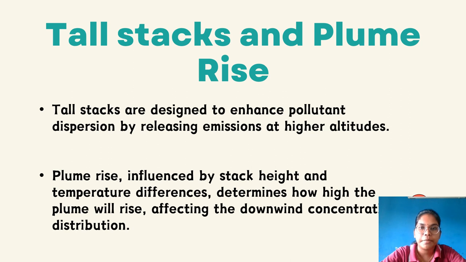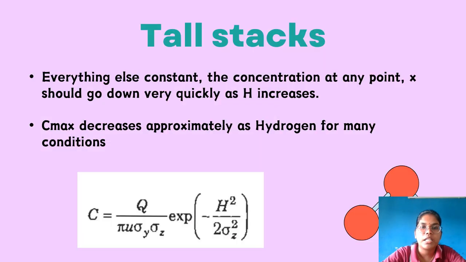Tall stacks and plume rise. Tall stacks are designed to enhance pollutant dispersion by releasing emission at higher altitudes, while plume rise, influenced by stack height and temperature differences, determines how high the plume will rise, affecting the downwind concentration distribution. These are the formulas for tall stacks, where, everything else constant, the concentration at any point x should go down very quickly as h increases. Cmax decreases approximately as 1/h² for many conditions.